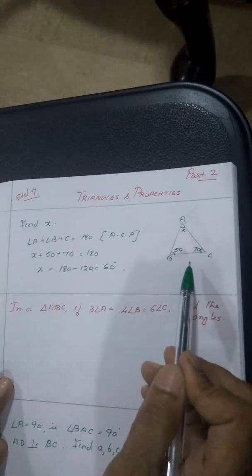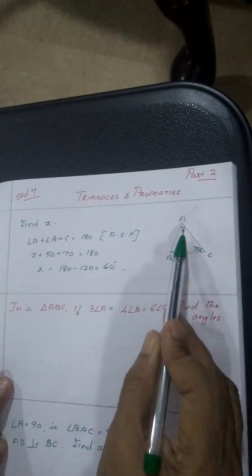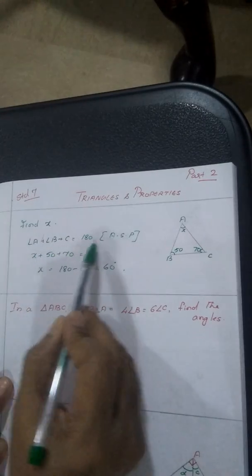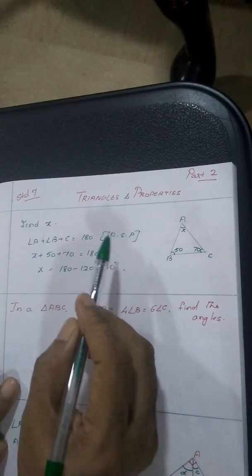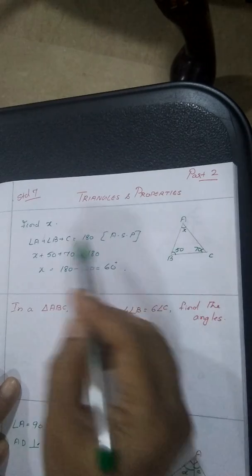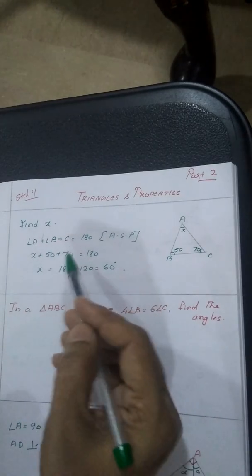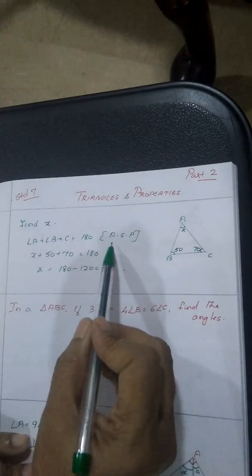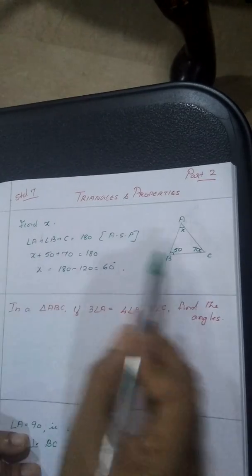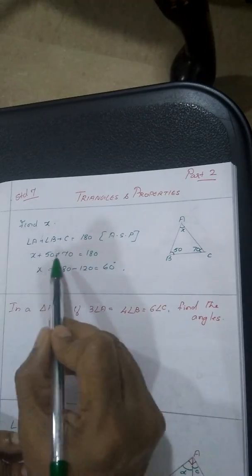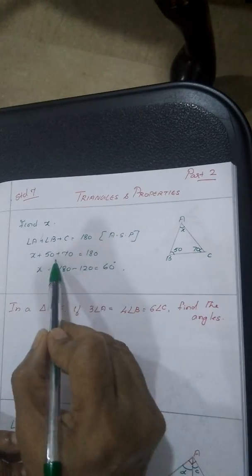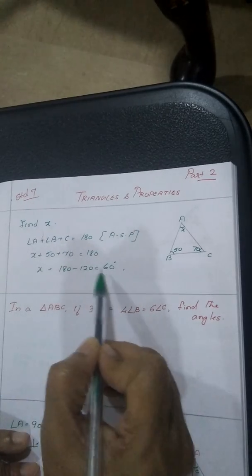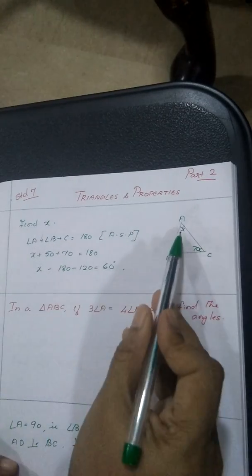So we learned the angle sum property. Sum of all the angles is equal to 180. So angle A plus B plus C is equal to 180. Angle sum property. In geometry, you should always give the reasons for every step that you are using any property. You have to mention the property. So angle A is x, B is 50 and C is 70, equal to 180. So x is equal to 180 minus 120, equal to 60 degrees.